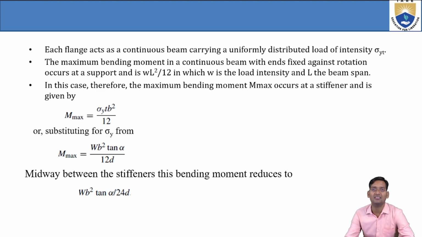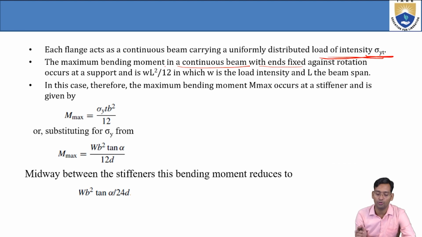Each flange acts as a continuous beam carrying a uniformly distributed load of intensity sigma y t. So here we are considering the uniformly distributed load as sigma y t. The maximum bending moment in a continuous beam with ends fixed against rotation, meaning the ends should not rotate, occurs at a support and is W L square by 12, in which W is the load intensity and L is the beam length. That maximum bending moment is W L square by 12.